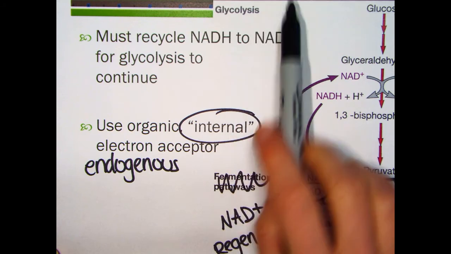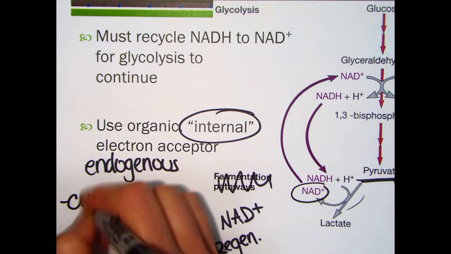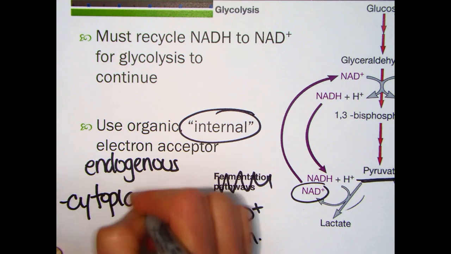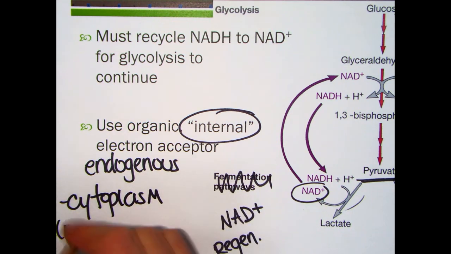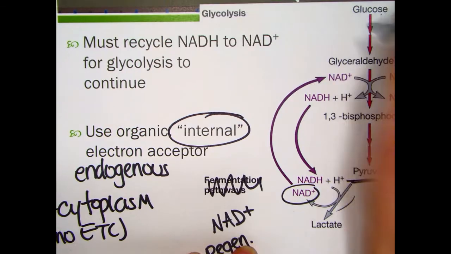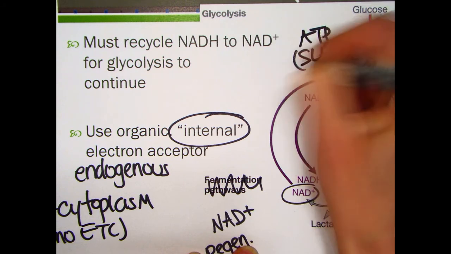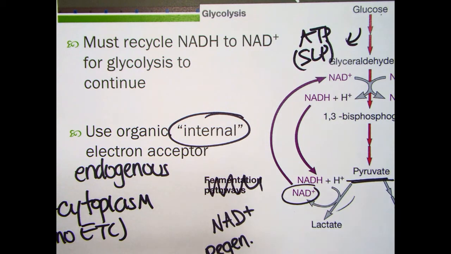So fermentation, the process, requires an endogenous electron acceptor. It happens in the cytoplasm, right? So there is no electron transport chain. If any ATP is made, it's usually only made up here, and would be made by substrate level phosphorylation because there is no electron transport chain.